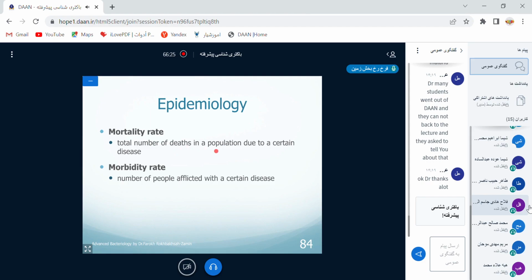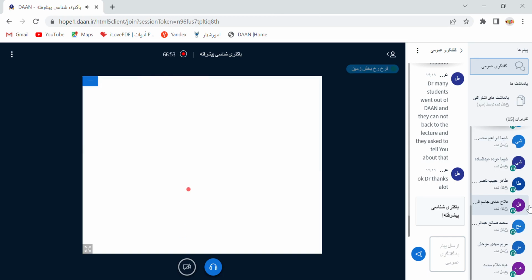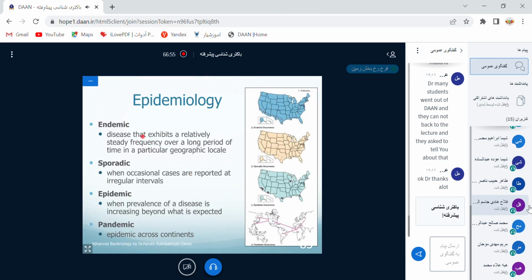Mortality rate, total number of deaths in a population due to a certain disease. It is mortality rate. But what is morbidity? Number of people afflicted with a certain disease, we call it as morbidity. So the death, mortality. People afflicted, morbidity.